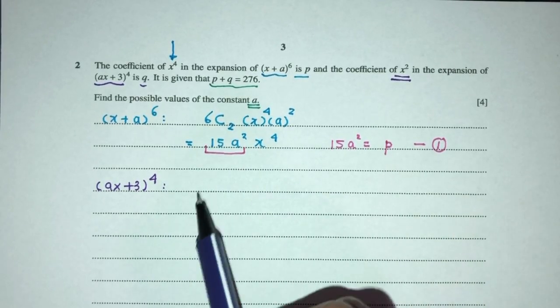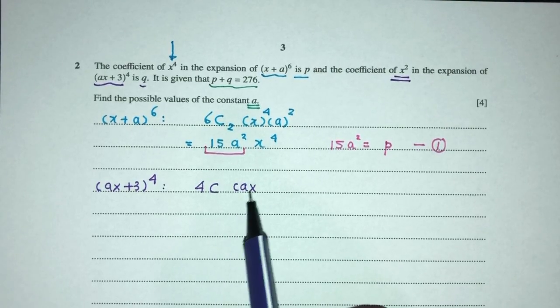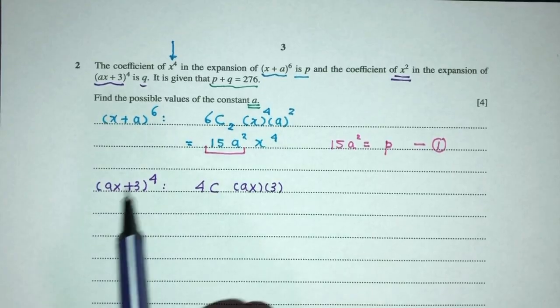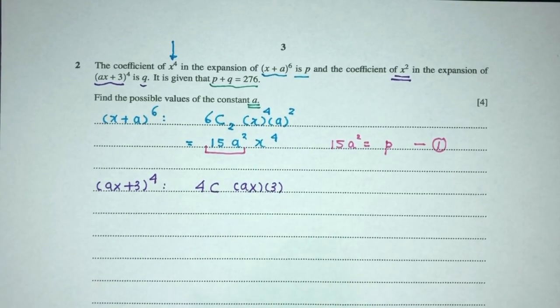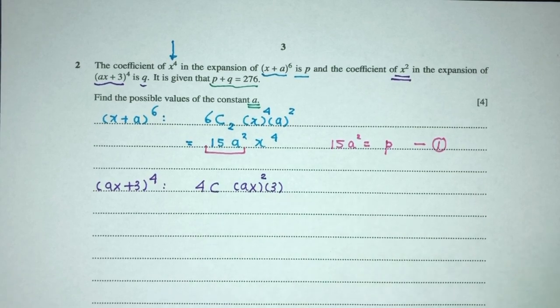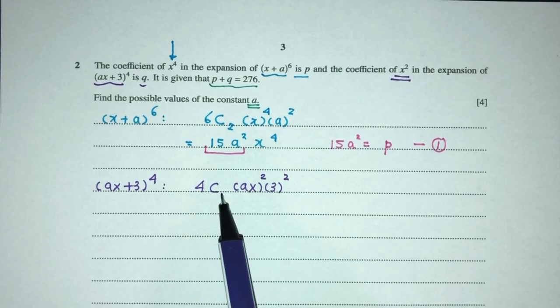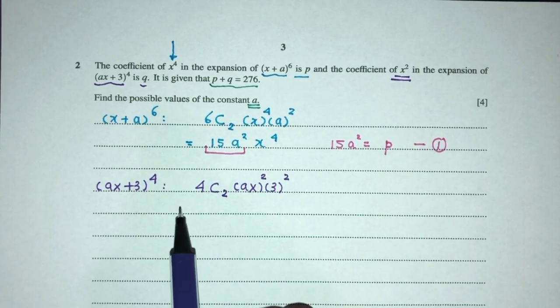Usually you would expand this how? You would take 4 combination something, the first term is ax, and then here we have plus 3, right? Now we need x to the power 2, so this has to be 2 here, right? 4 choose 2 for x². Now 4 minus 2 is 2, so 2 will be here, and this has to match over here. Now simplify, let's see what happens.